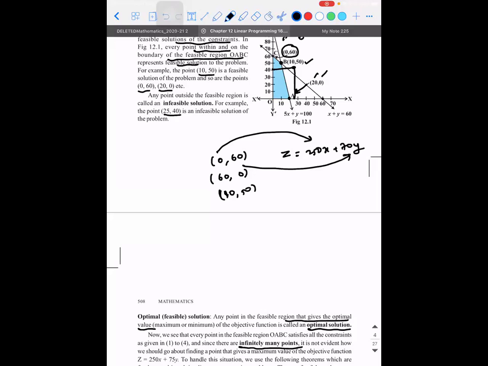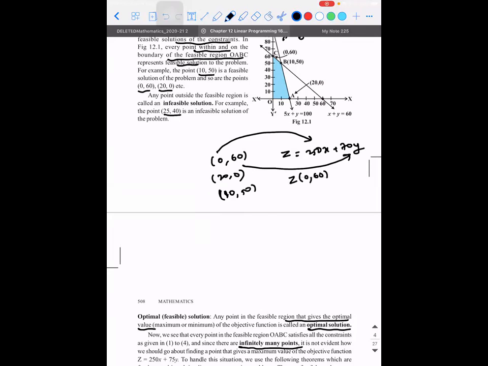Where did I? 0, 60 is here, no? Sir, but it's not. Oh, that is 20, 0, feasible. Wait. Yes, sir. Oh, sorry. I thought it is. I'm sorry, I took this point. It is 20, 0. Now it's fine, right? 10, 50. So when you substitute 0, 60 here, what will the answer be?